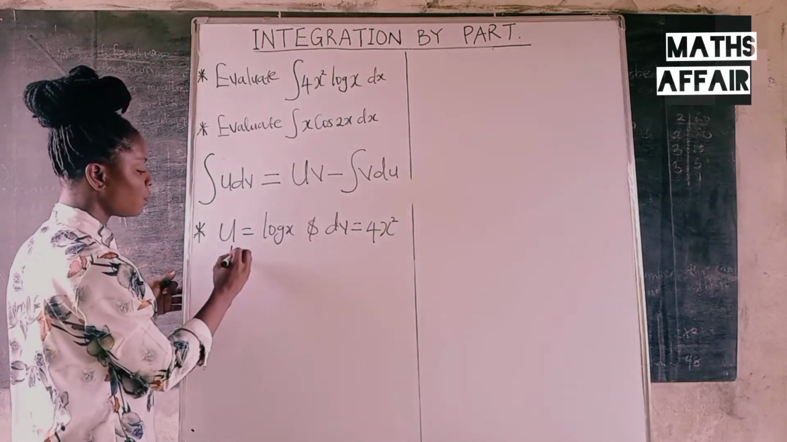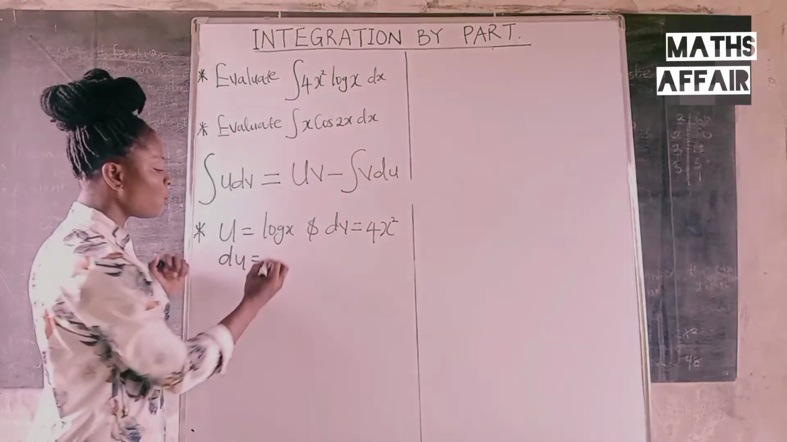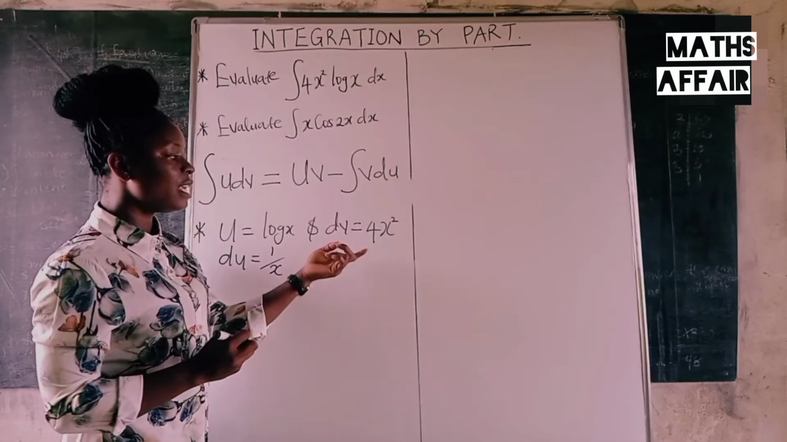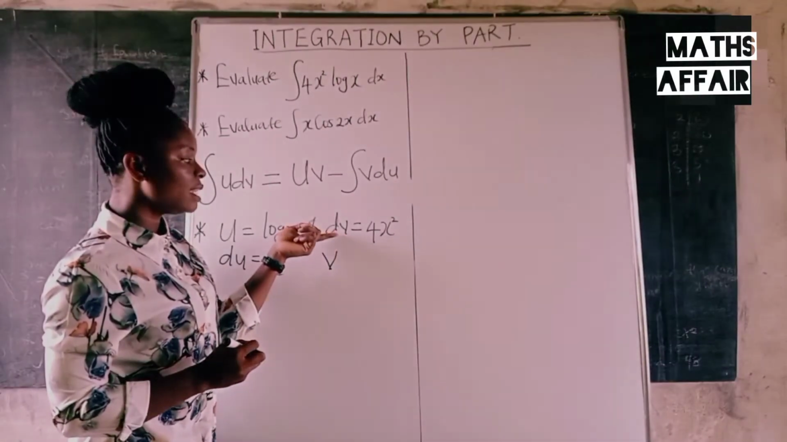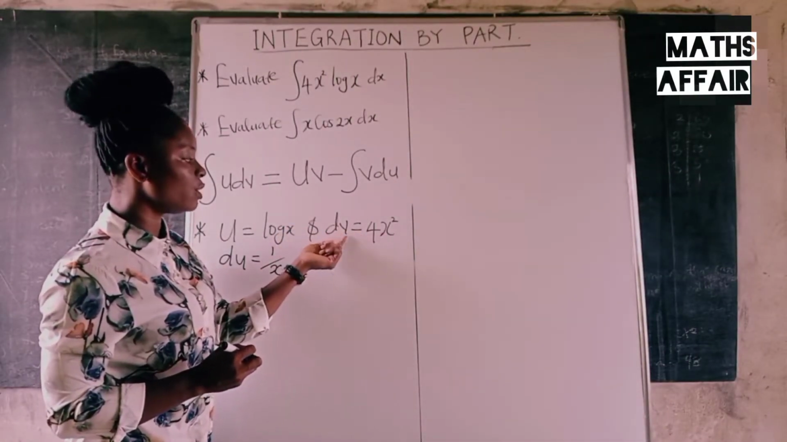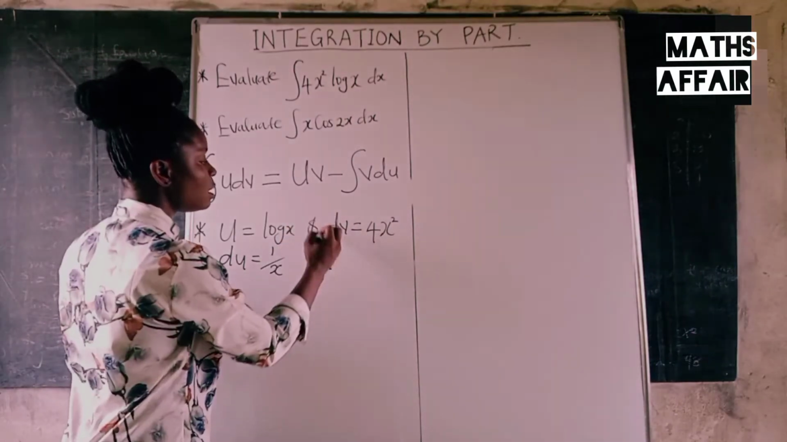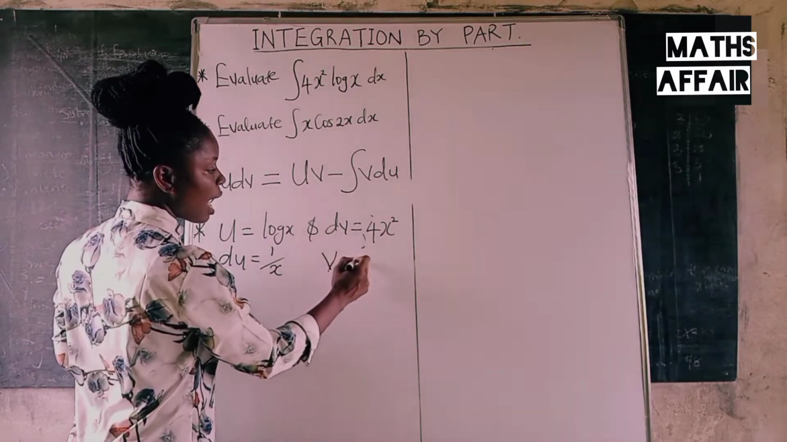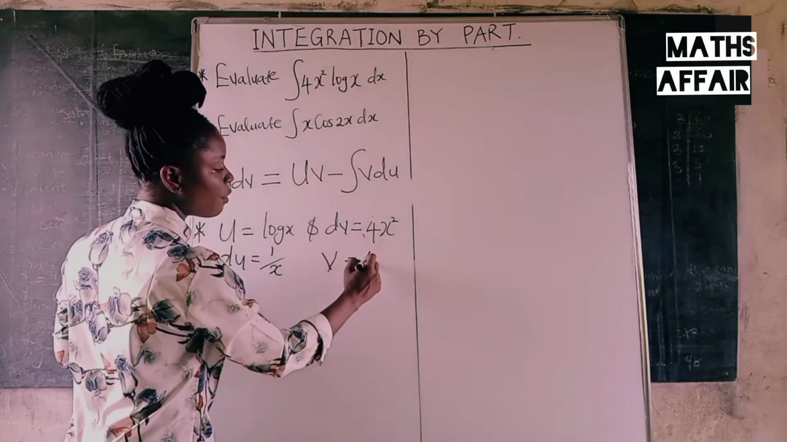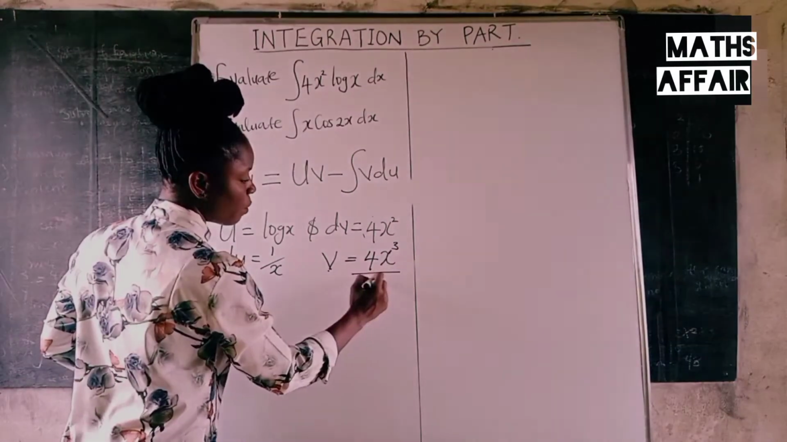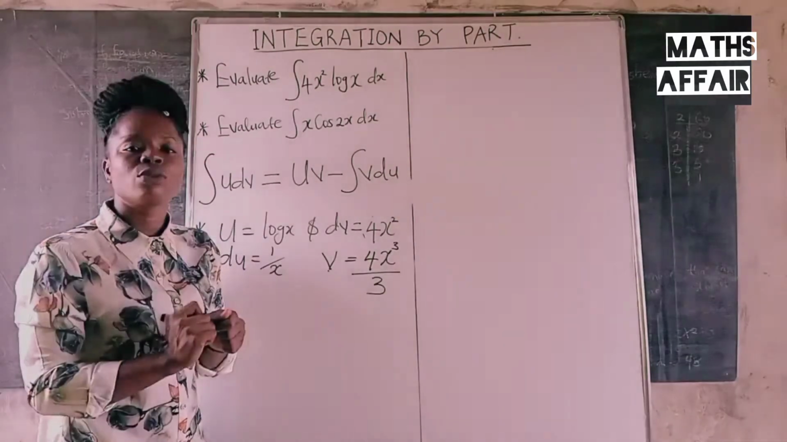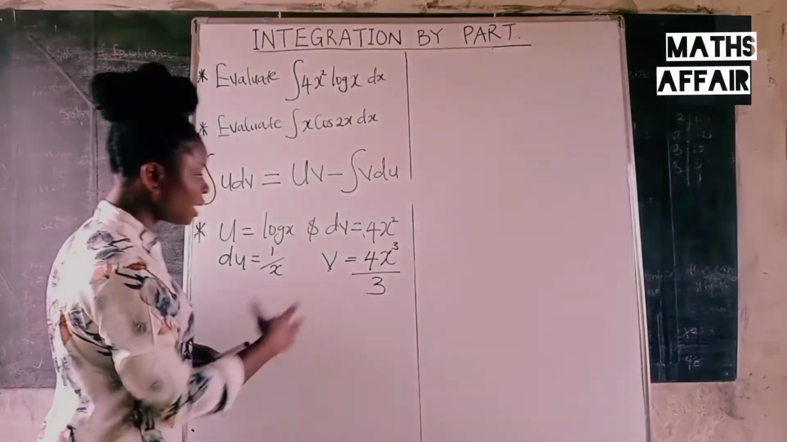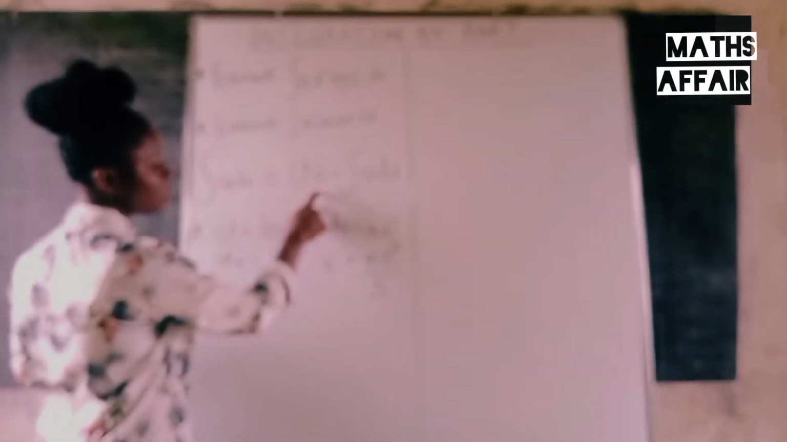And anytime you are differentiating a log function, you have 1 over x. And if you find your v, looking for v here means you are integrating this function. The differential of u is this. So for you to get your v, you have to integrate this function. So if you integrate your 4x squared, you have 4x cubed all over 3. That's why I asked you to go back to our previous video and check how to differentiate a polynomial or a linear function. Having all this, we have to substitute all of them into the general formula.